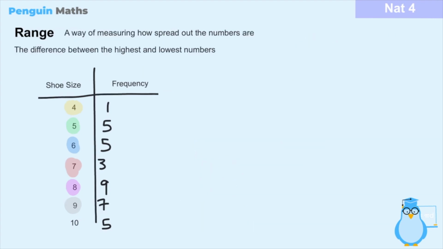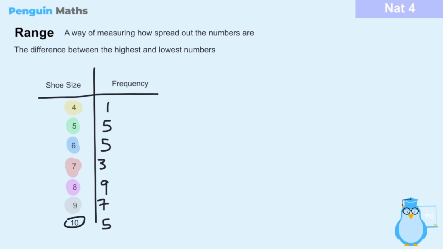So now we're going to move on to look at different ways in which we can further analyse a group of data. And one of the things that I've already touched on is the range. And the range is just basically a way of measuring how spread out the numbers are that we're collecting. And the way that we calculate this is the difference between the highest value of something that we're collecting and the lowest value.